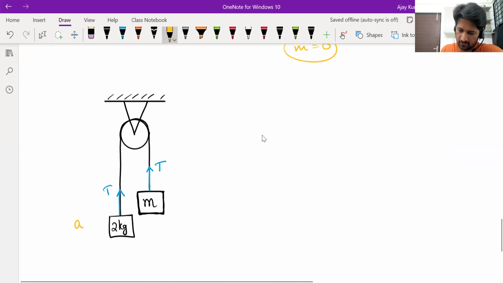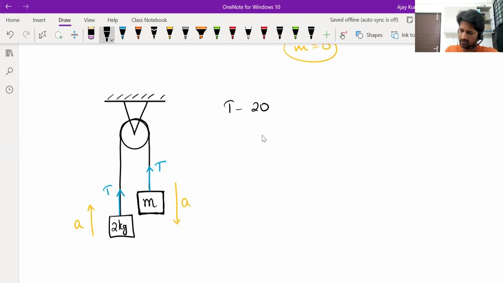Assume m accelerates in the downward direction. The 2 kg mass accelerates upwards. Then the equation you write for 2 kg will be T minus 20 is equal to 2a. And the equation you write for m will be mg, that is 10m, minus T is equal to ma.